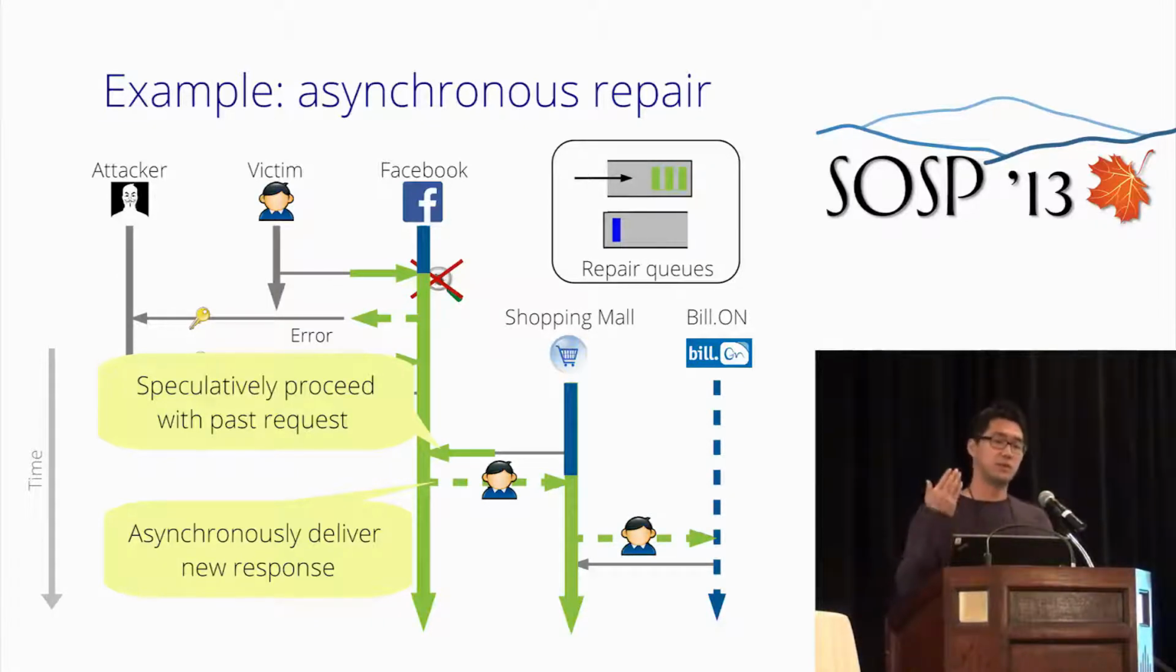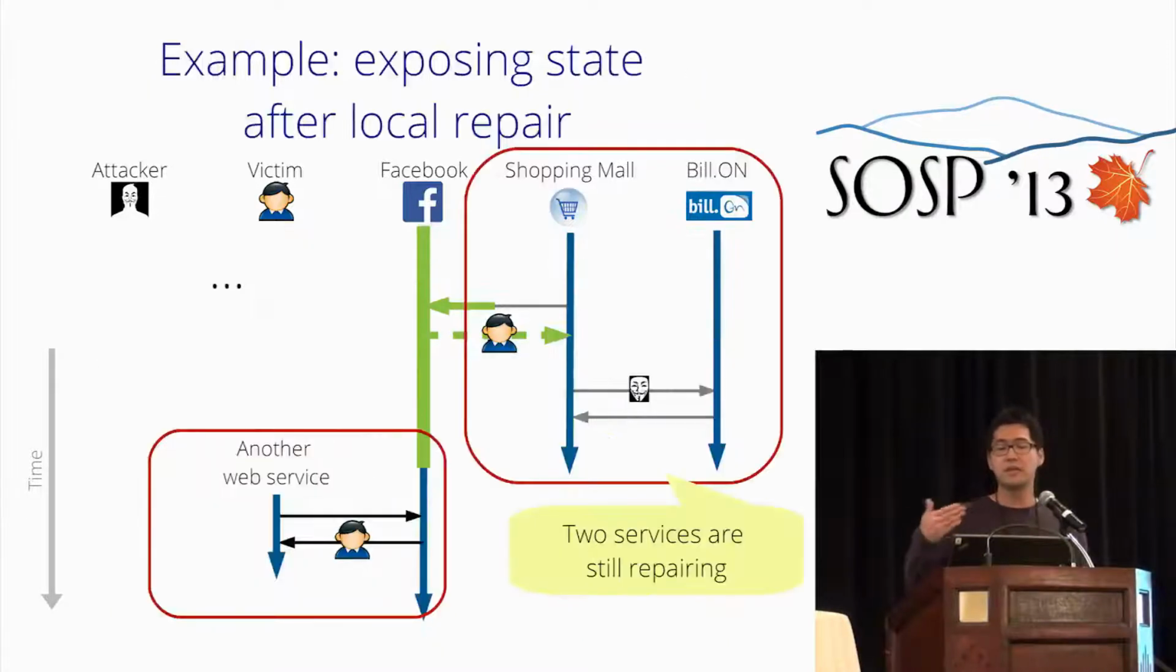One main difference between this design and the prior one is that we expose our internal state right after our local recovery. It means that if another web service contacts Facebook after our local repair, we simply return the repaired victim's address, even though other websites are still repairing their state.